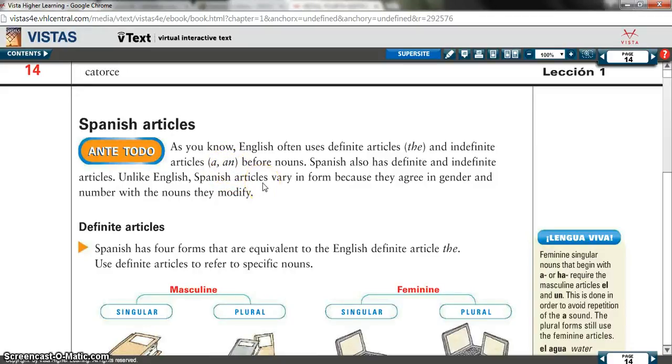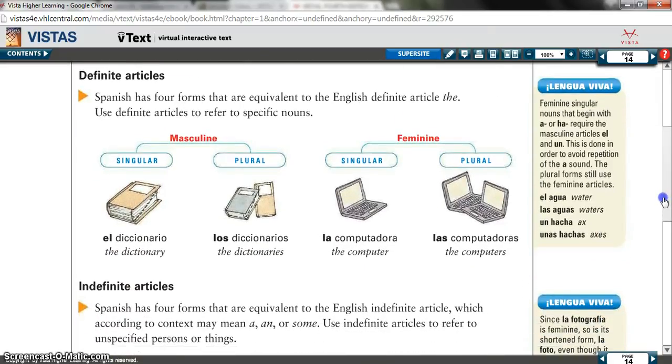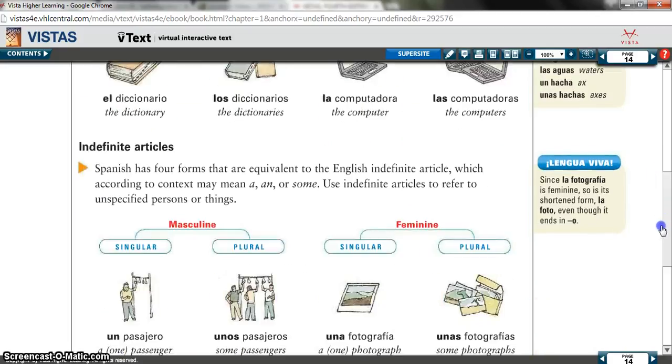So it has both definite and indefinite. So the ones we looked at to say the, which were el, la, los, and las, are your definite articles. We're going to look at the indefinite ones so that you can say a book instead of the book, or a man instead of the man. Okay? So here are the definite articles which I mentioned. So you can look at a good example all the way across. El diccionario, los diccionarios, which both of those mean the. La computadora, las computadoras. Both mean the. 4 ways to say the. Just agrees with the noun.